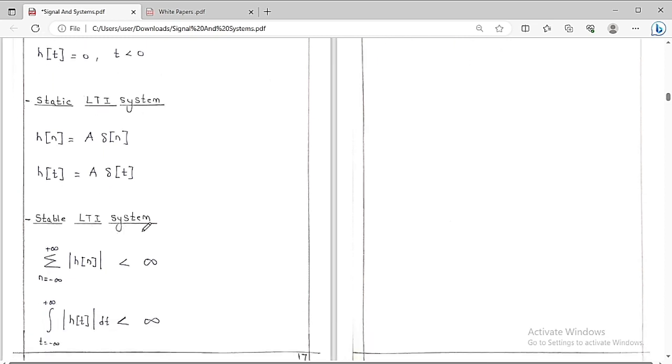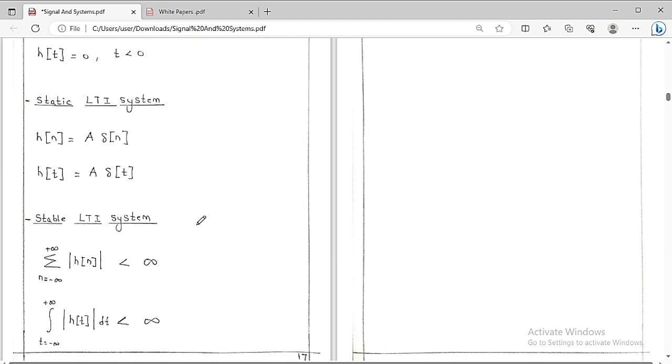Now let's go to the stable LTI system. How can we say whether a given LTI system is stable or not? I've already told you the meaning of a stable system. A stable system is one where, for every bounded input, you get a bounded output. Only then can we say the system is stable.